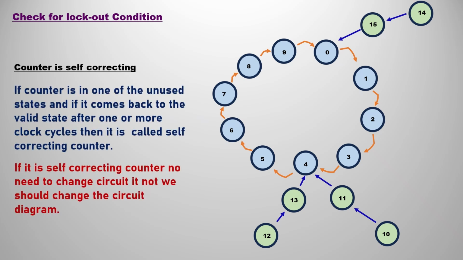The same sentence is written over there. A counter is known as self-correcting because if the counter is in one of the unused states, that is, the remaining ones except up to 9, the remaining 10, 11, 12, 13, 14, 15 being unused states, and it comes back to a valid state after one or more clock cycles, then it is known as a self-correcting counter. So basically the BCD counter is a self-correcting counter. If it is a self-correcting counter, there is no need to change the circuit. If not, we should change the circuit diagram also.